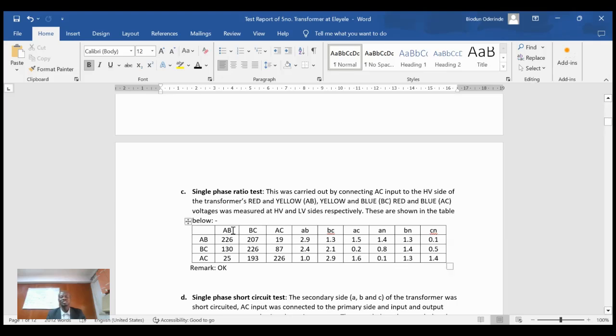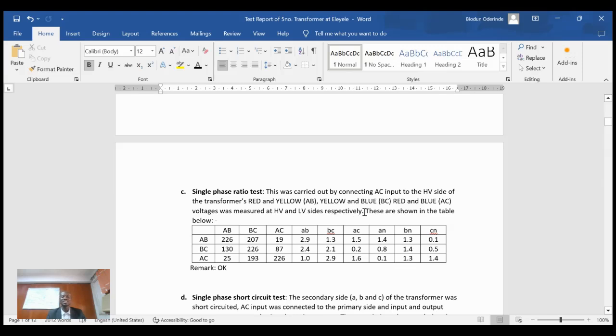How do you carry out single phase ratio test? As you can see on my screen, this was carried out by connecting AC input to the HV side of the transformer: red and yellow, that's A and B, yellow and blue, B and C, and blue and red, that's A and C. Voltage was measured at the HV side and LV side respectively.